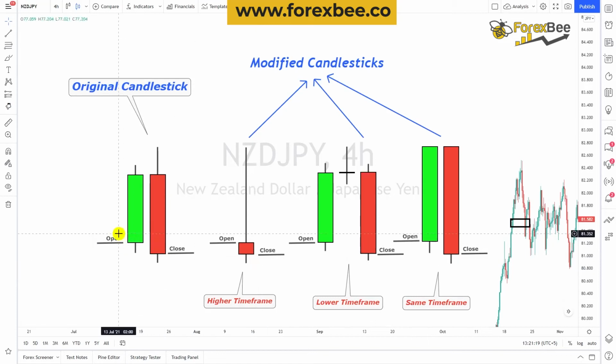So here are the 4 candlestick patterns that are similar in market structure, and we're gonna see how by just learning one candlestick pattern you can trade all other remaining candlestick patterns as well.